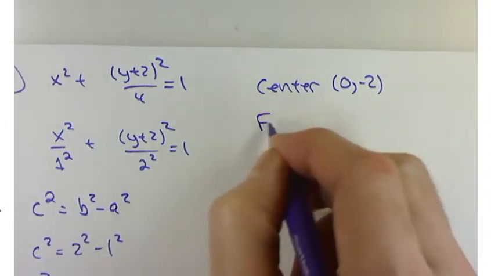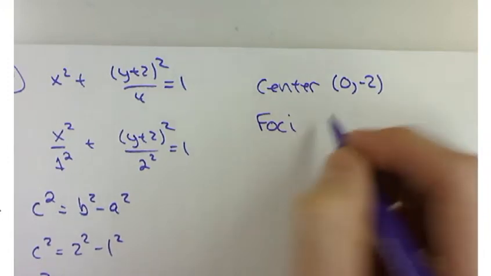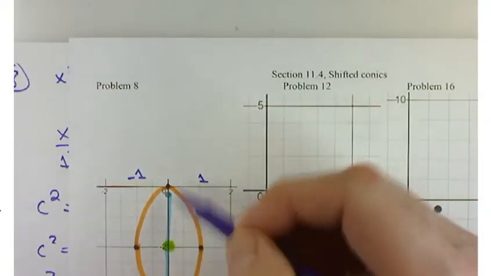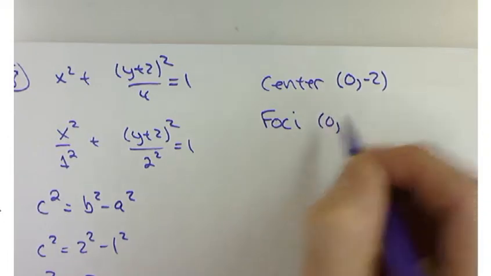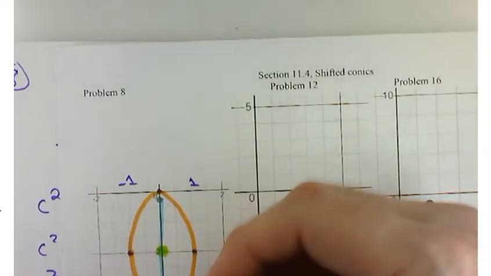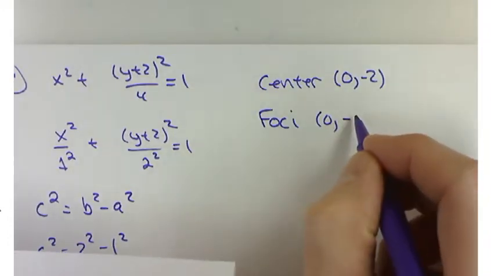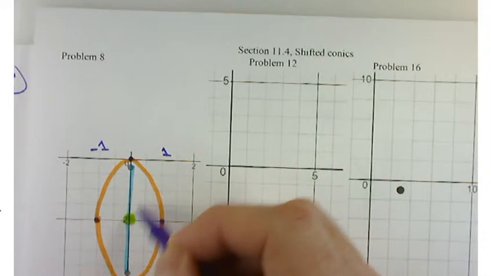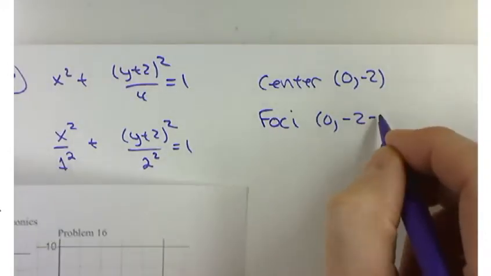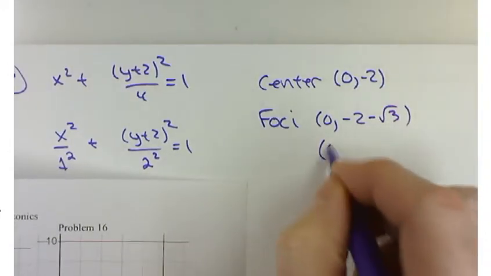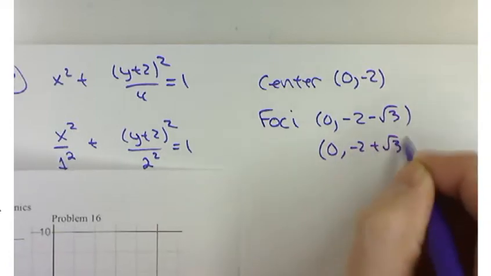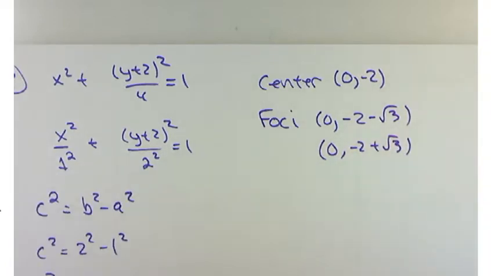Where are the foci going to lie? Well, good. That's a good start. 0. It has to be x equals 0 because we're on this line. So we're on the y-axis. And then you're going to have -2 minus root 3, and -2 plus root 3. So you're going to have both of them. Now, on an exam, if I asked you for the coordinates of the foci, I would want this.